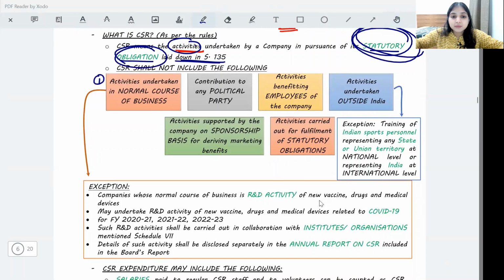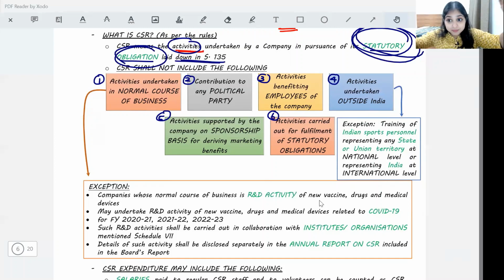These CSR activities should not be any of these. So we have 6 points over here. These 6 points are excluded from the meaning of CSR. What is CSR? Nothing but activities which the company is doing because of an obligation put on the company by section 135. But we have 6 points here. These 6 points will not be considered as CSR. What are these 6 points?